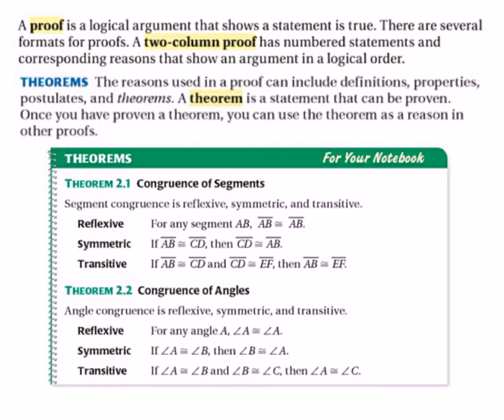A theorem is a statement that can be proven, and we will discuss these different types of terms throughout the lesson. Look at your theorems. You have theorem 2.1, congruence of segments, and theorem 2.2, congruence of angles. Notice on the segments we see segments, and on angles we see angles. Everything is the same setup. We're looking at reflexive, symmetric, and transitive. So if you look at both of these theorems, the order that the segments and angles are arranged are alike.